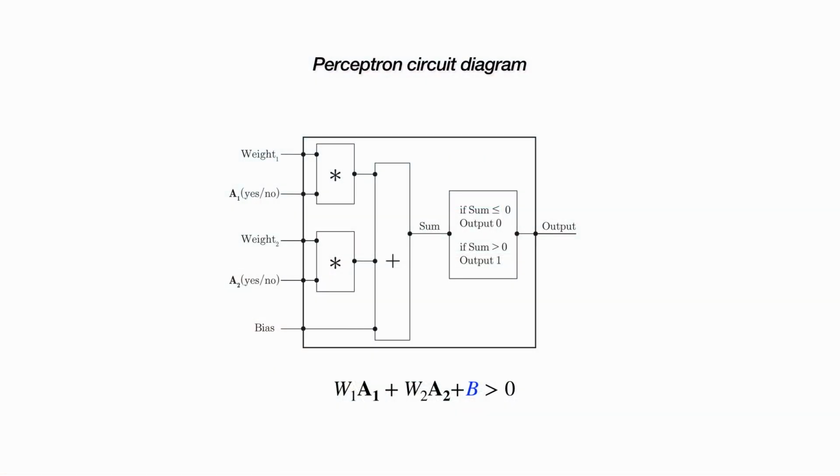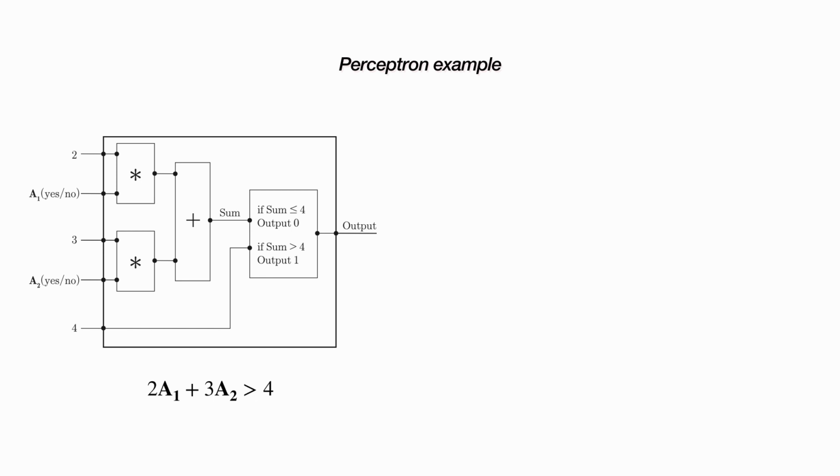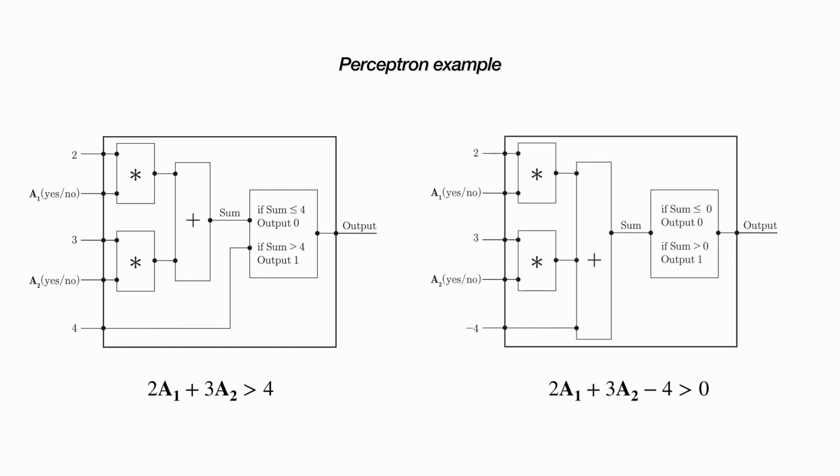Okay. In our example, we had this on the left, and now we rearranged 4. We put it on the left side. This is how it looks now. So 2A1 plus 3A2 plus the negative 4 is larger than 0. So we get this inequality.